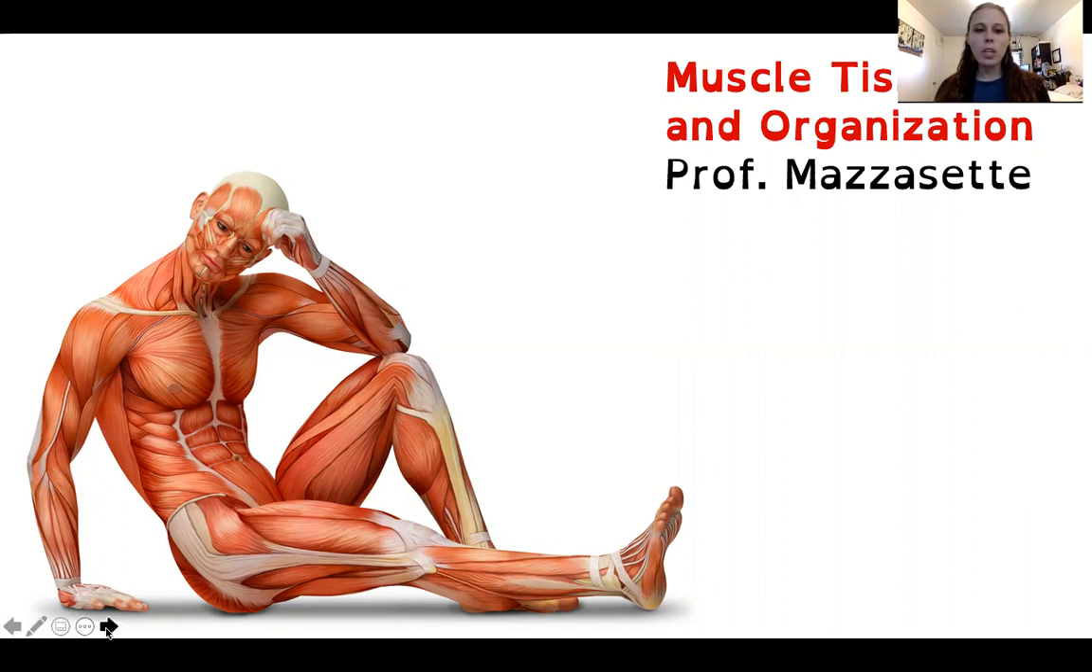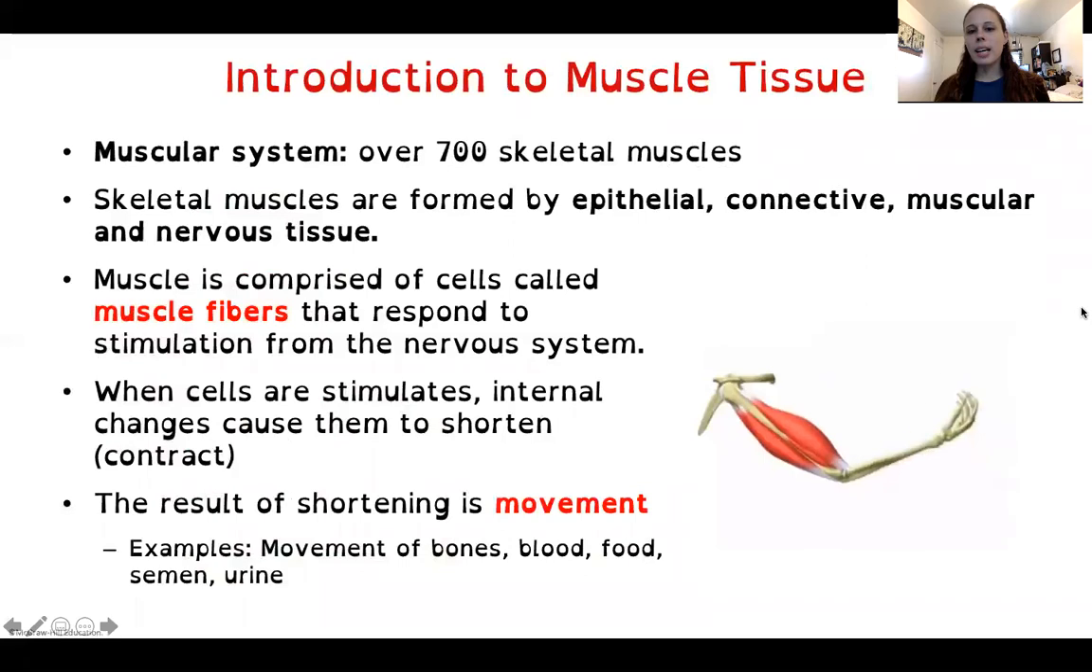First of all, what we need to look at is the muscle tissue. So the muscular system comprises over 700 skeletal muscles. But when we talk about muscle, we cannot talk only about skeletal muscle. You're going to see that there are actually three different types of muscles, and we find these in different places. If we focus only on the skeletal muscle, then all the skeletal muscles together form the muscular system.